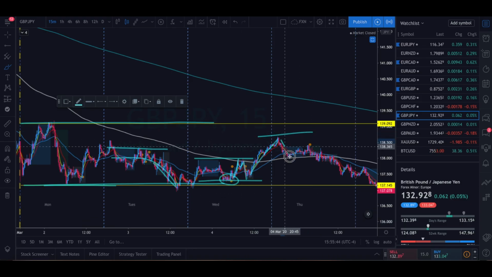Thursday comes down and doesn't really do anything. You only get one setup here, which I believe is a type 1 setup going down during London, and that goes down the entire day. Where does that go down to?